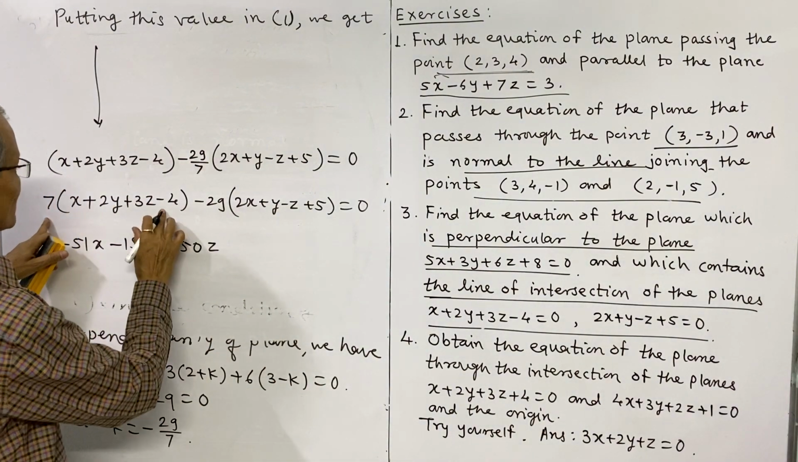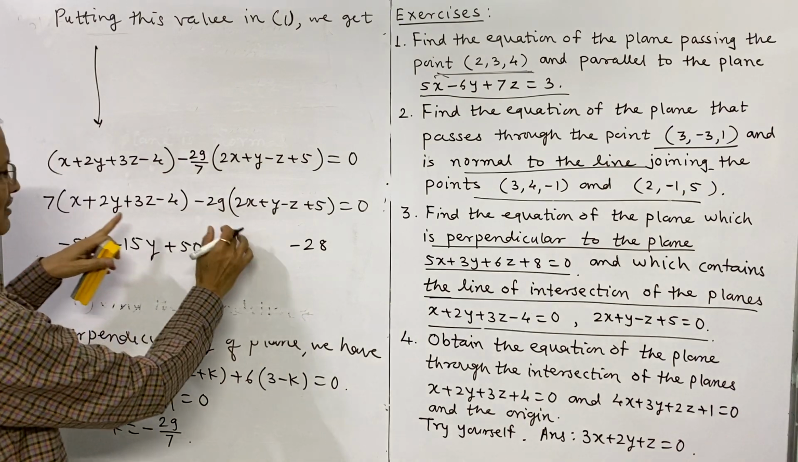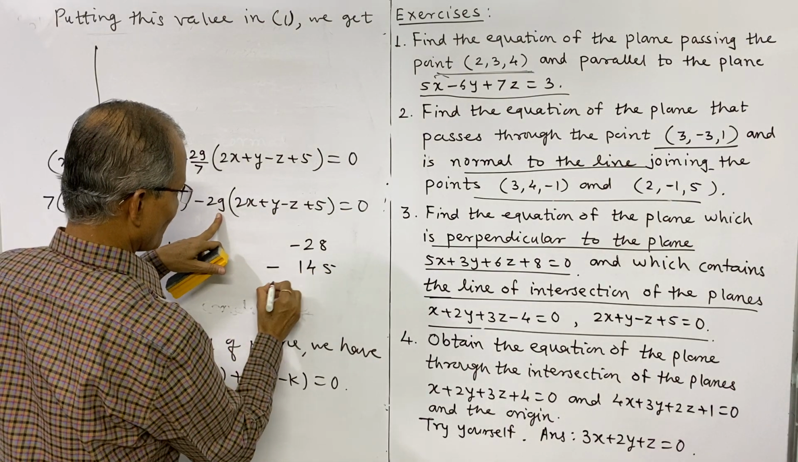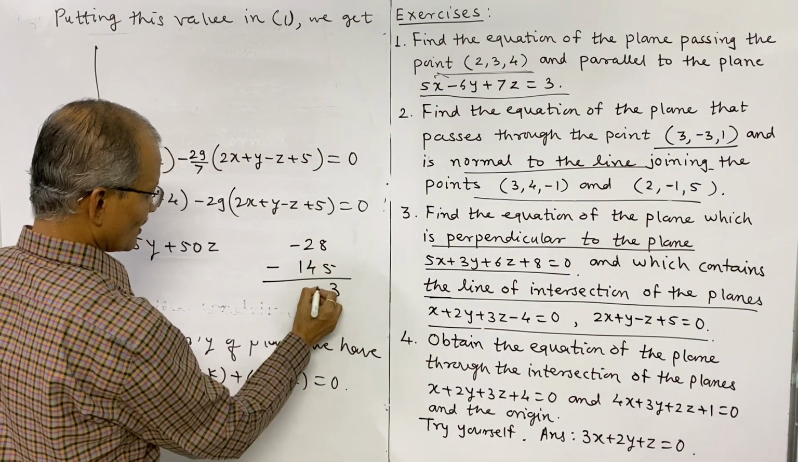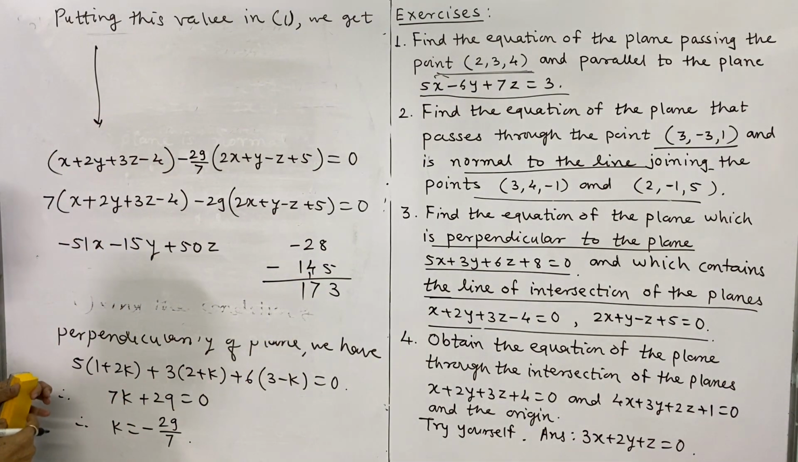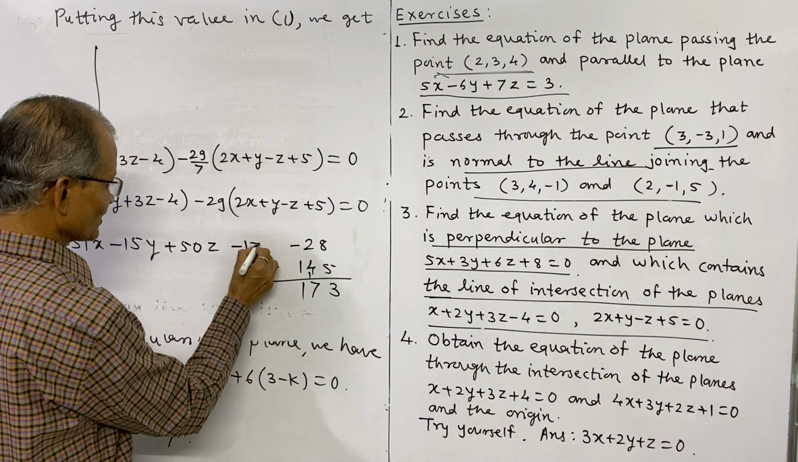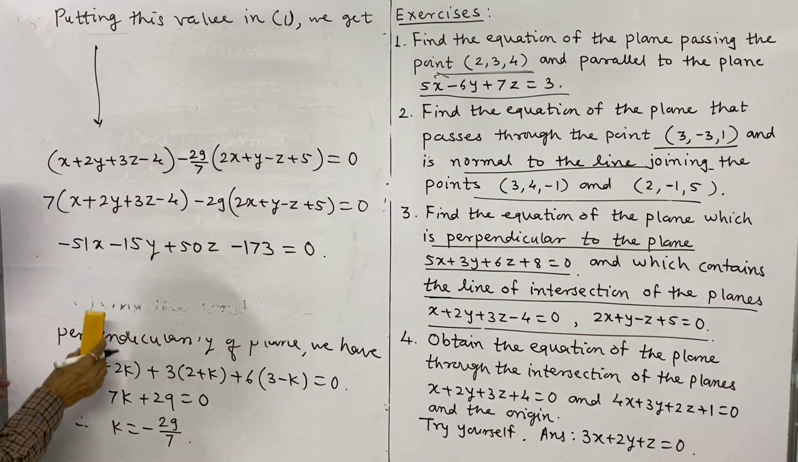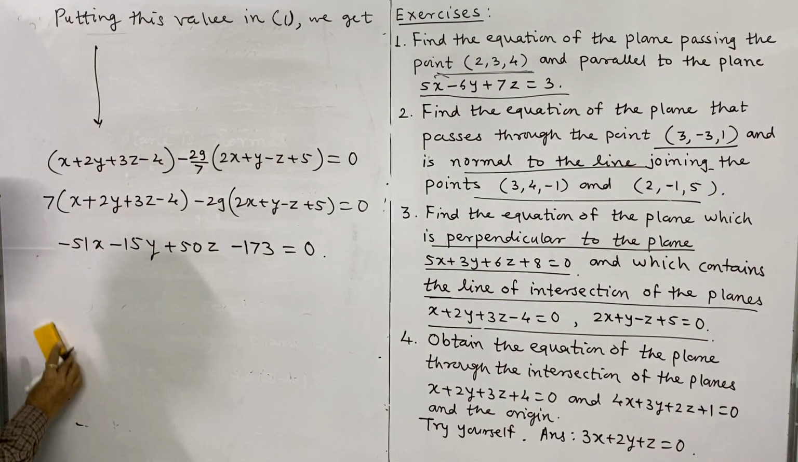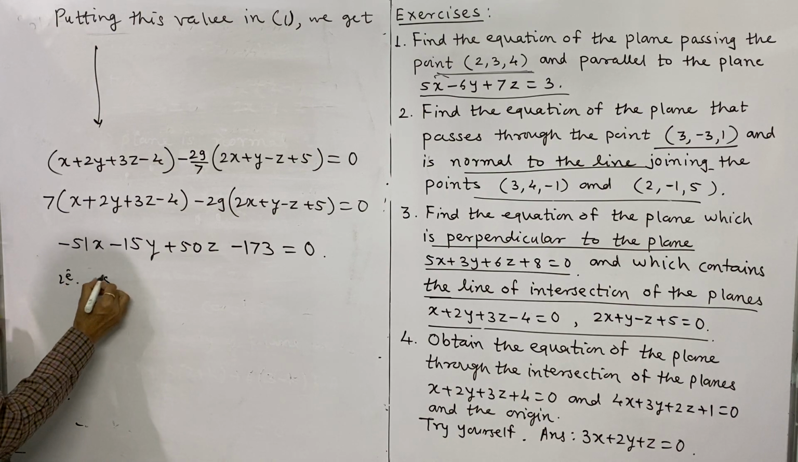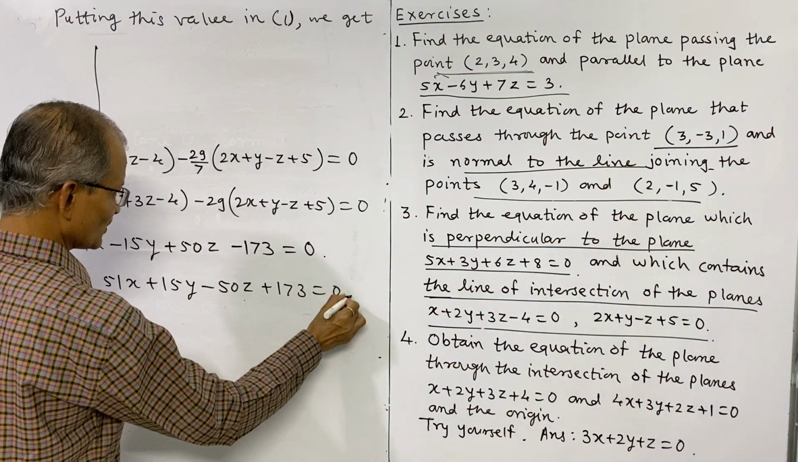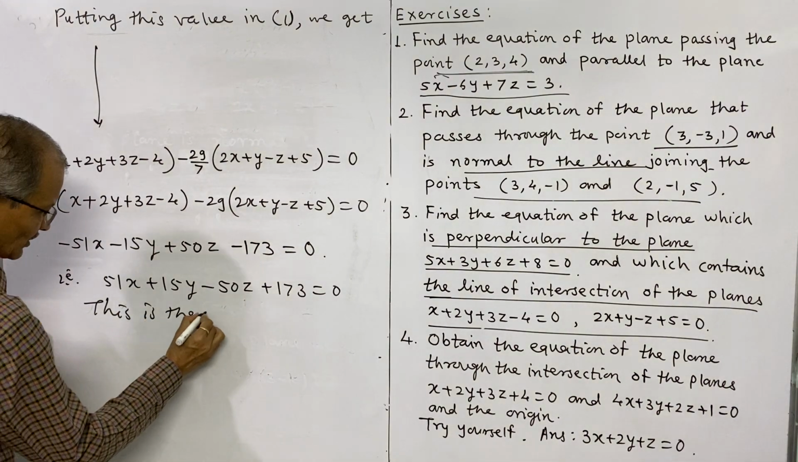And what is the constant? This is negative 28, and this is negative 145, and that results in minus 173. We should check the calculation. You check the calculation, and that is minus 173 is equal to 0. This is the required equation of the plane. At the most we can multiply by negative 1, and that is 51x plus 15y minus 50z plus 173 is equal to 0. This is the required equation of the plane.